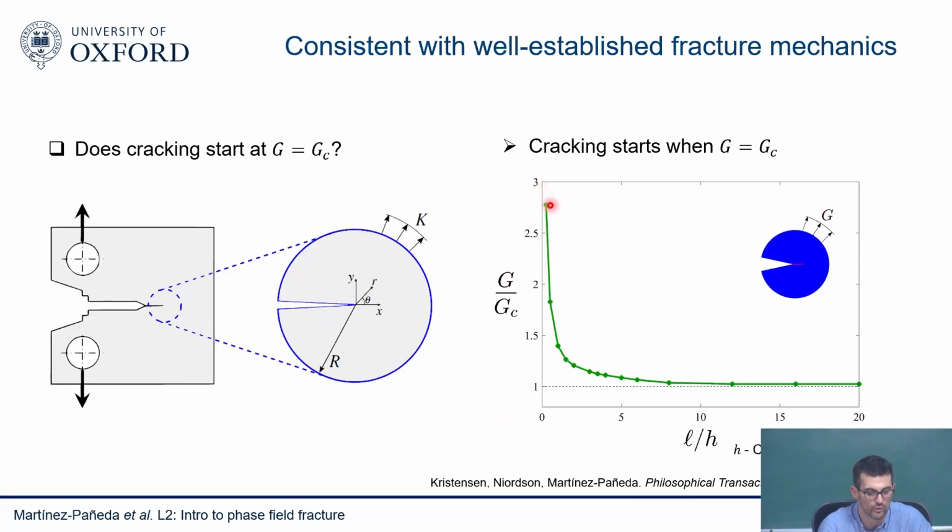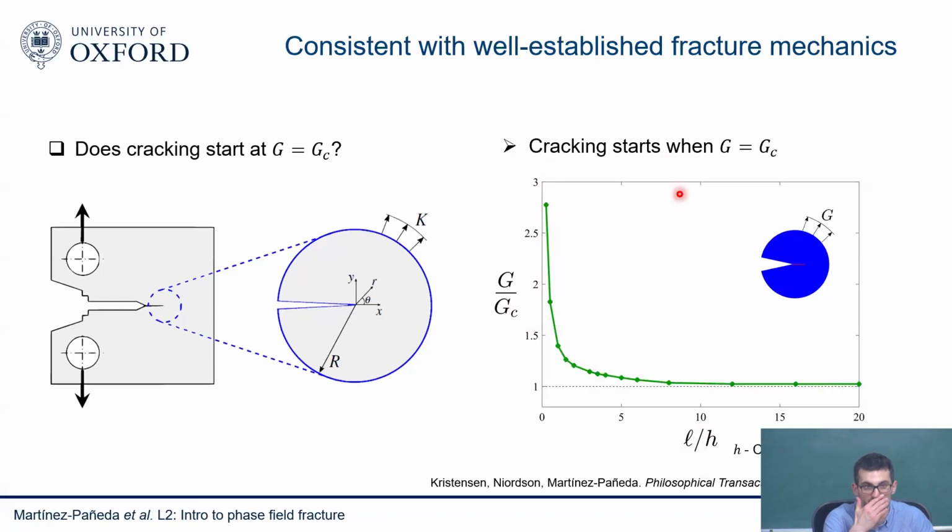G loading occurs as a function of the ratio of GC, the critical load. And this is as a function of the phase field length scale that is constant. And what we change is the mesh. We refine our mesh. And you can see that initially we overshoot, but eventually as we keep refining our mesh, we approach 1. So indeed, cracking starts.